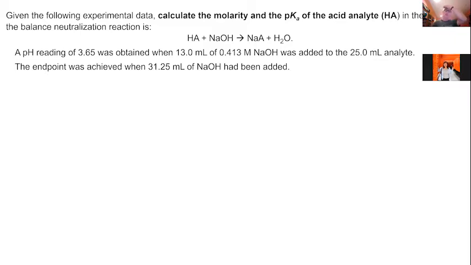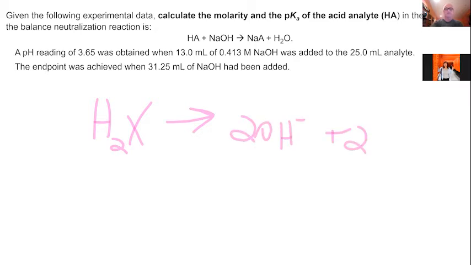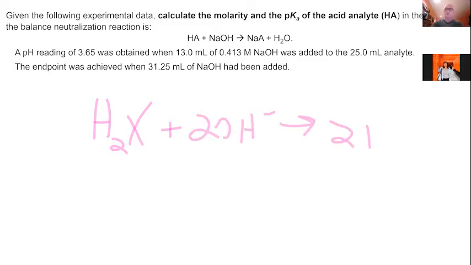Remember the evil question I had before about a diprotic acid. A diprotic acid has two hydrogens and an anion. When that is titrated, it takes two hydroxide ions to titrate both of those protons, H plus, and you get 2 moles of water.